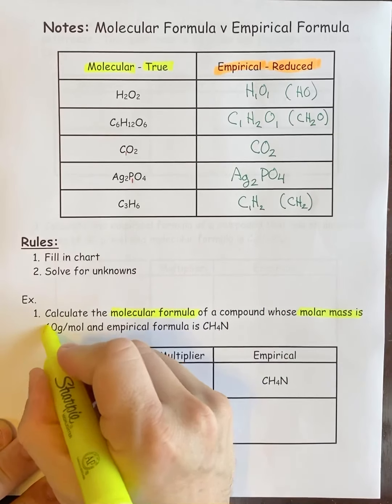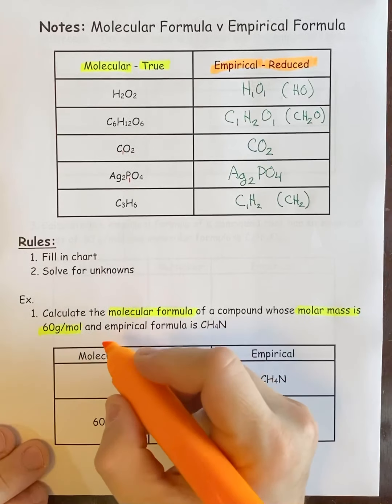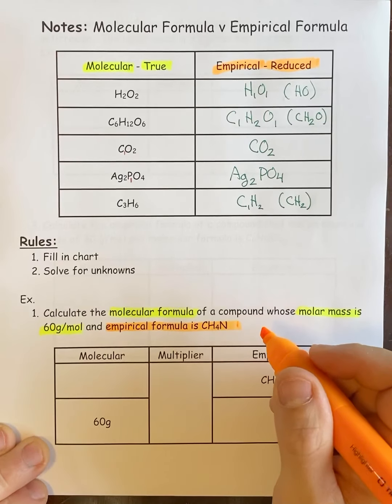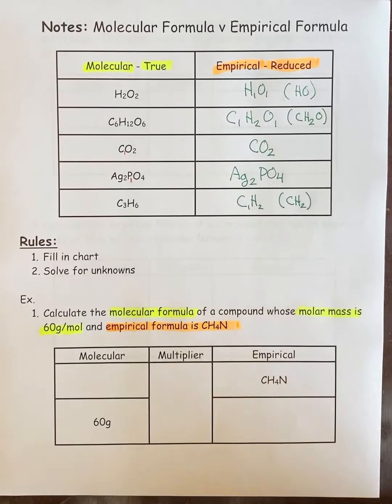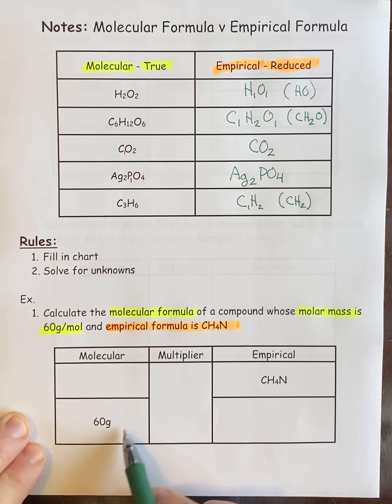The molar mass, that's another way of saying molecular mass, is that. And the empirical formula is CH4N, right? So here's how it works. The empirical formula goes here. The molecular mass goes on the other side. So now here's what we do.